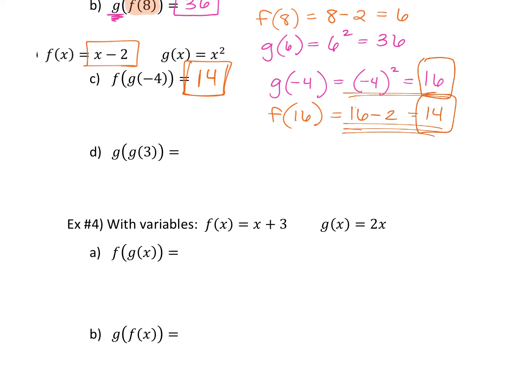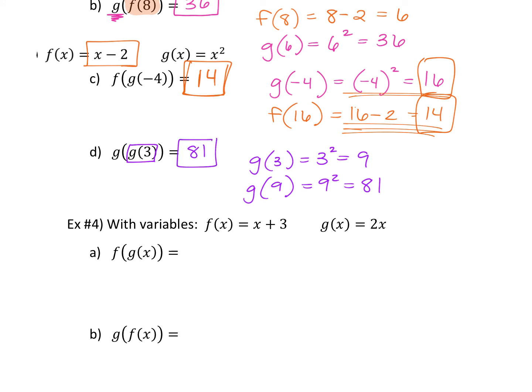Okay, letter D. This one's a little different. G of g of 3. What's the issue? It's not an issue. What's different? It's do the same function twice, right? So you start with g of 3, and g of 3 is 3 squared, or 9. So now you take g of what? G of 9, and that's 9 squared, or 81. So you get 81 for your answer.